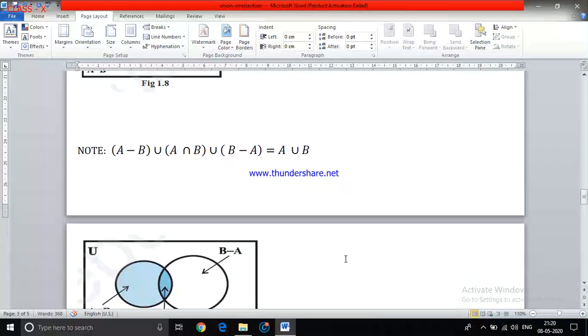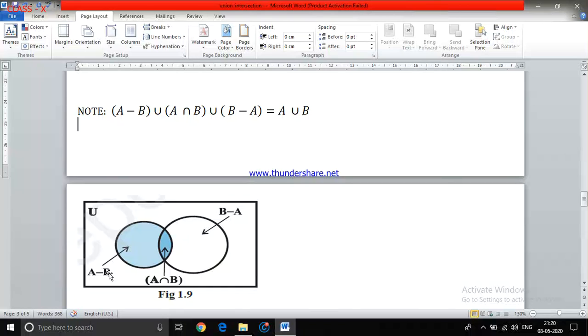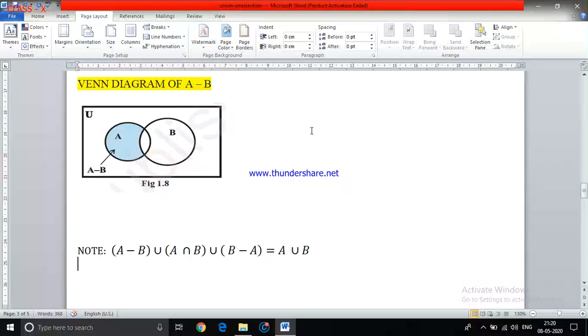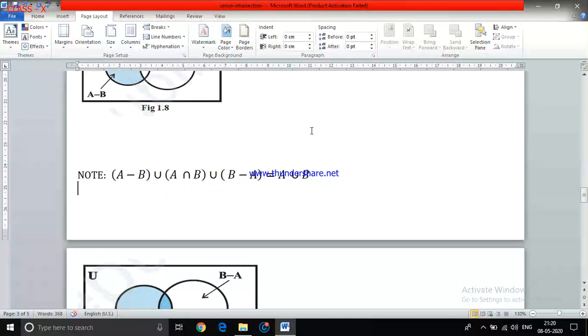Let's see how it works. This formula is explained here. A minus B is this light blue part, only this much. Then the second one is A intersection B, which is this common part of A and B, and this unshaded part of B is B minus A. So this union will give me the complete two circles A and B. So that's why we call it A union B. So this is the third operation which you have. First one is union, second one is intersection, third one is minus.